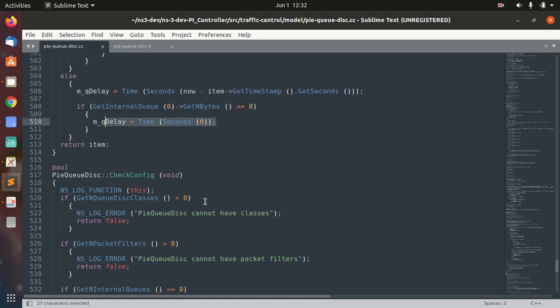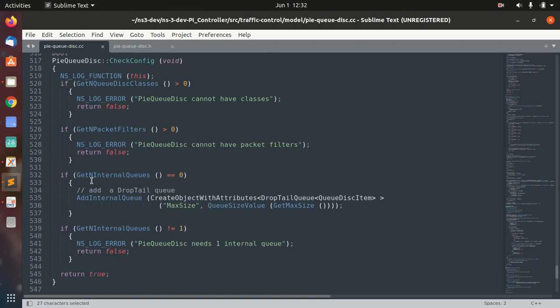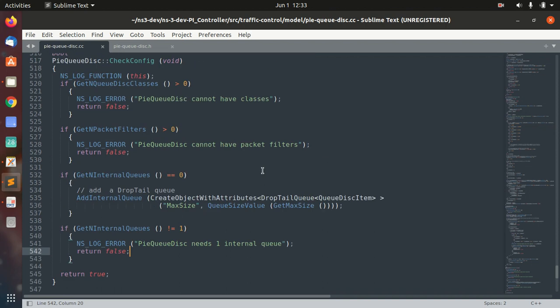The check configuration function basically checks the configuration, whether the packet filter count is greater than 0 or not, and then it returns an error like cannot have any packet filter. If there is no internal queue, it simply adds an internal queue where the size of the queue is max size, which by default is 25 packets. Also it checks if the internal queue was successfully created or not, otherwise it will say it needs one internal queue. So this is the overall algorithm of the PI controller.